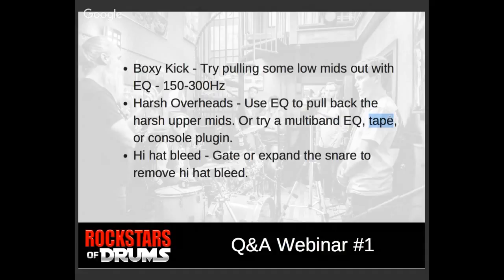Other tools you can put across your overheads or across the drums to smooth it out, warm it up and give it a softer tone is tape. So tape emulators help do that.